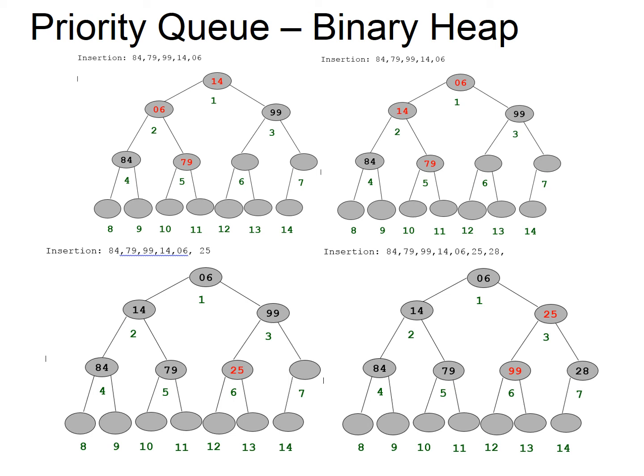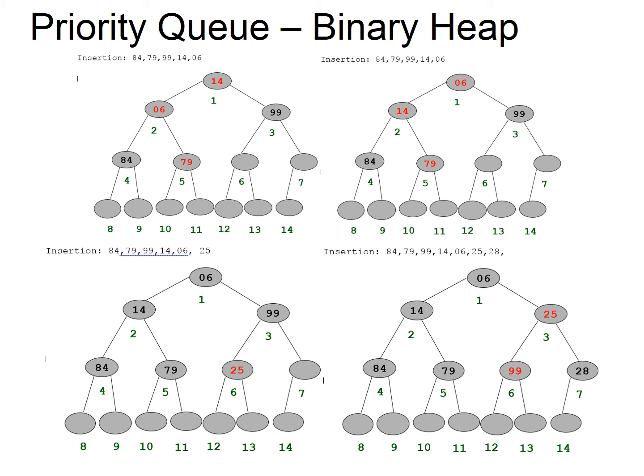So the third node's left child will be created. That is, node 6 will be created. So in the sixth position 25 is inserted. It checks its parent, 99, whether it is smaller. It is not smaller, so 25 will get swapped. So 25 will go up and 99 will come down.